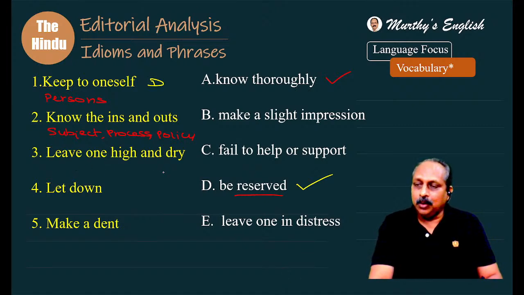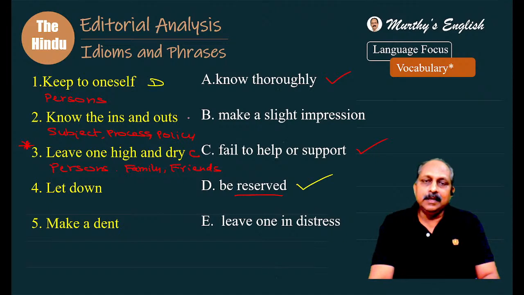Leave one high and dry. They have given this one many a time. She has been left high and dry by her family. It goes with persons, obviously, and also family, friends. His friends have left him high and dry when he was in distress. Means what? Fail to help or support. Answer is C. Have you written C? Here it is A and here it is C. Let down. Let down means what?